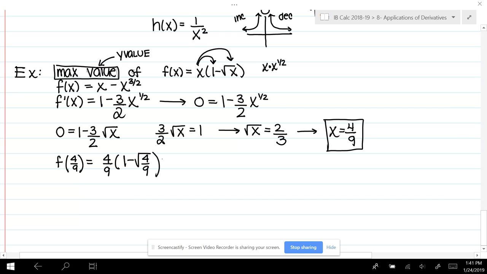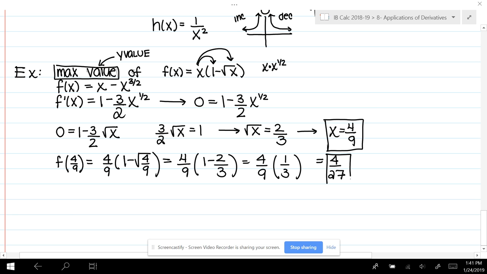Oh, shoot, and I don't have a calculator. I'm going to enjoy these fractions because it's fun. 1 minus the square root of 4 is 2, the square root of 9 is 3, so that's 1 minus 2/3, which is 1/3. So the maximum value, it's teensy weensy, is 4/27. Oh, we've got to investigate this.